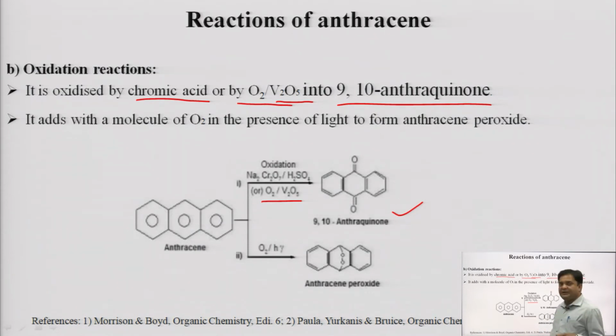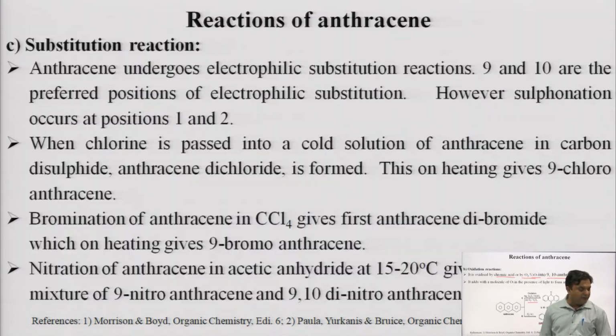Again, in the presence of oxygen and light, anthracene gives anthracene peroxide. Again it is an oxidized product, an important product. So, oxygen can be added to the anthracene in the presence of light to form anthracene peroxide. So, these two are the oxidation reactions given by anthracene.